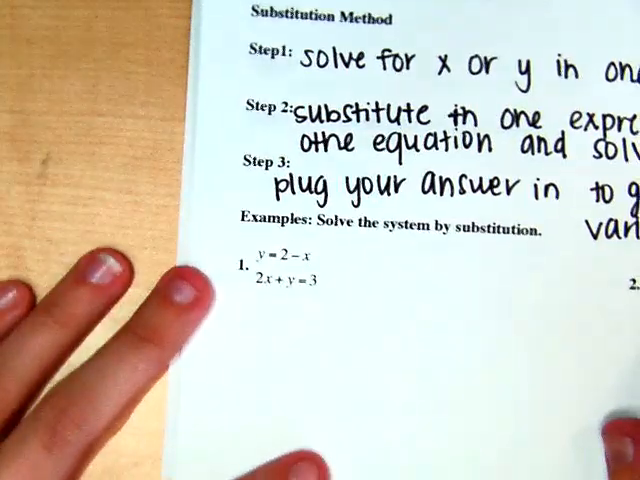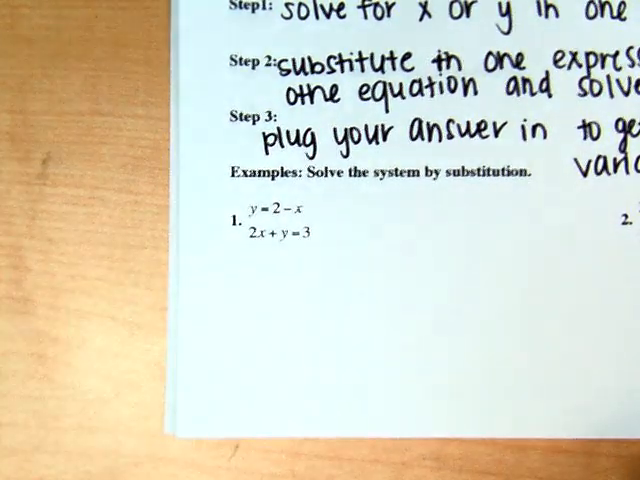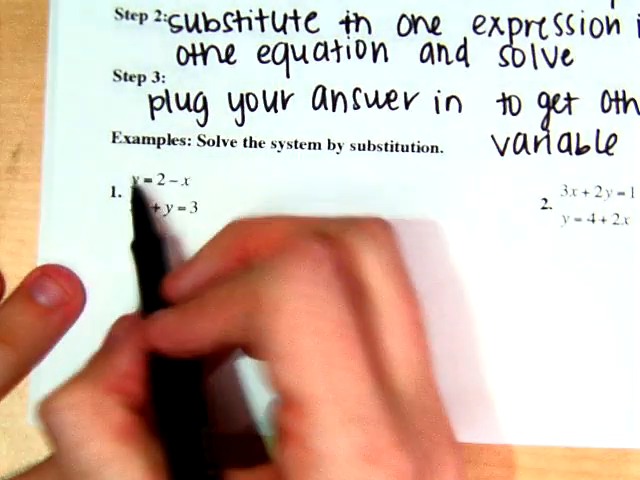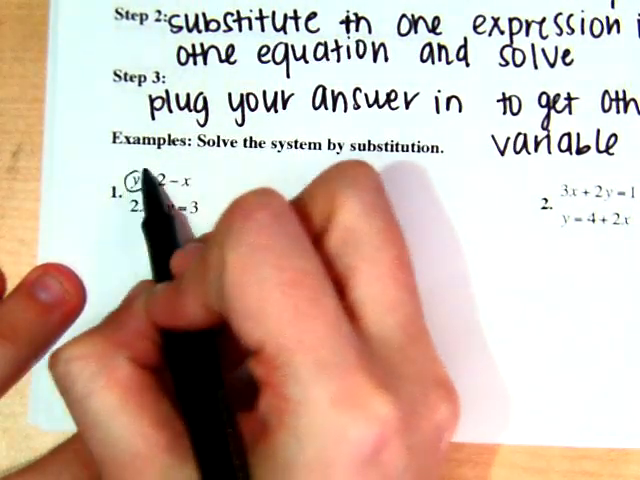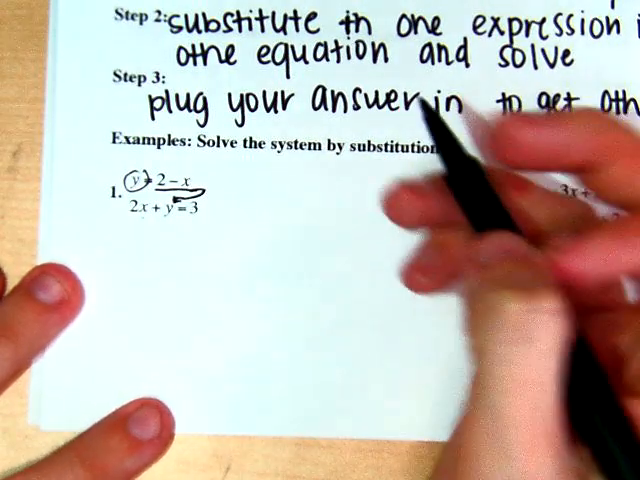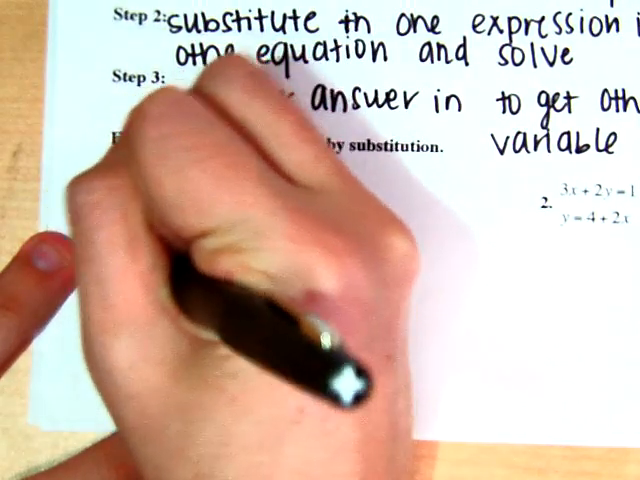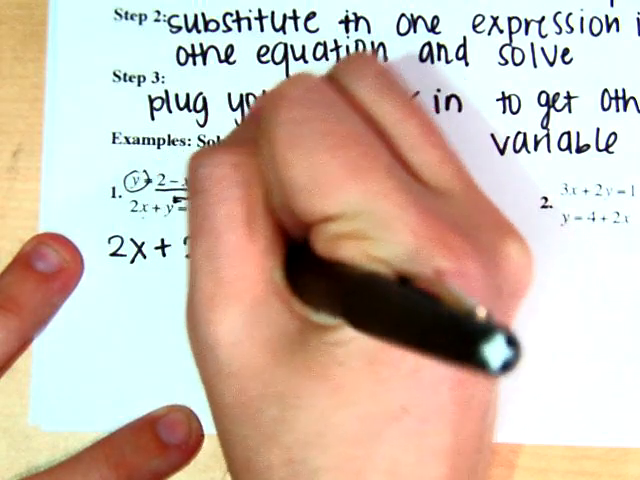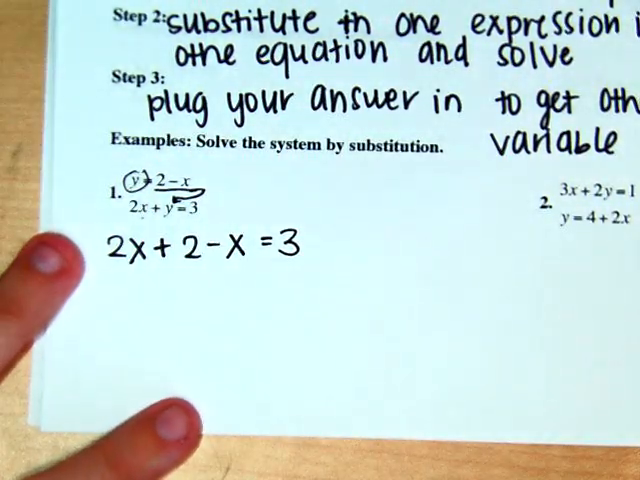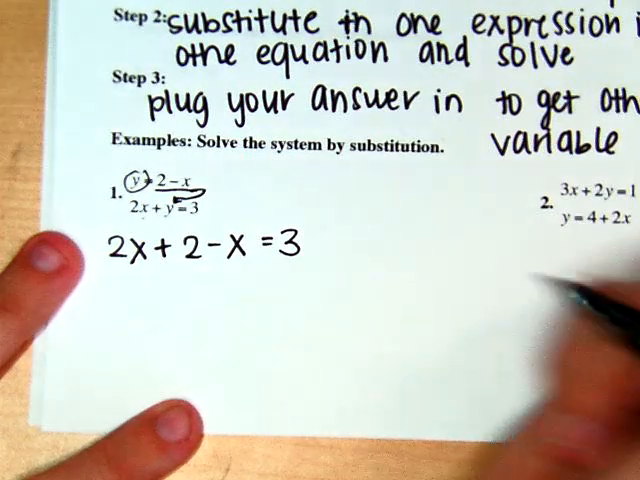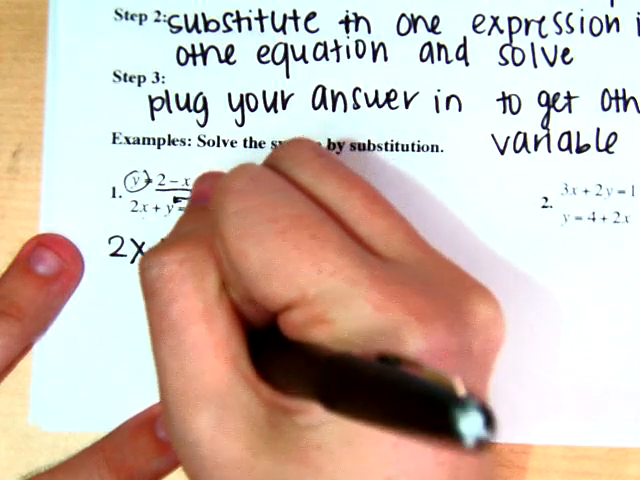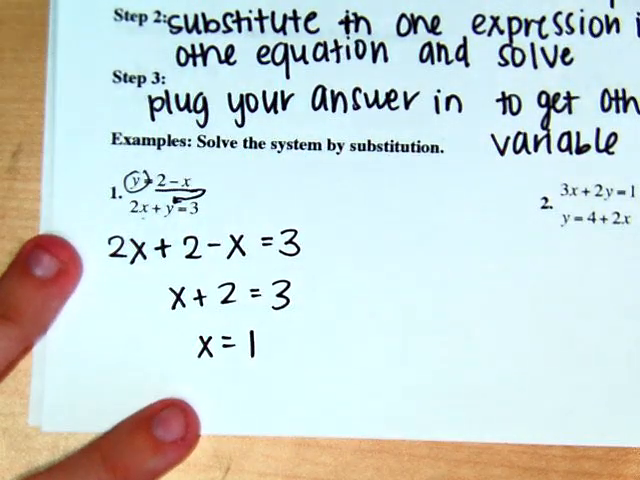So let's do an example. First one says y equals 2 minus x, and 2x plus y equals 3. Well, I already have y alone, so I'm going to take that and I'm going to plug it in right there. So when I plug it in, I got 2x plus 2 minus x equals 3. Now you can see all my y's went away. So now I just solve for x. I got x plus 2 equals 3. Subtract 2 and I get x equals 1.